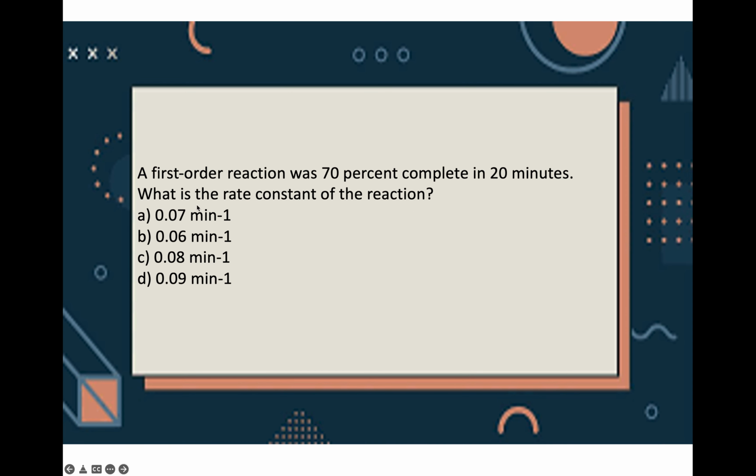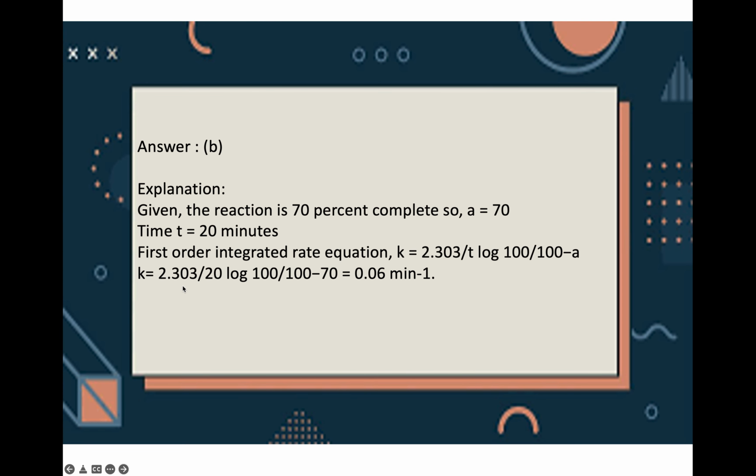Now next question. A first order reaction was 70% complete in 20 minutes. So you have to find out the rate constant. The reaction was 70% complete in 20 minutes. What is the rate constant? 0.07, 0.06, 0.08, 0.09. Option is B.